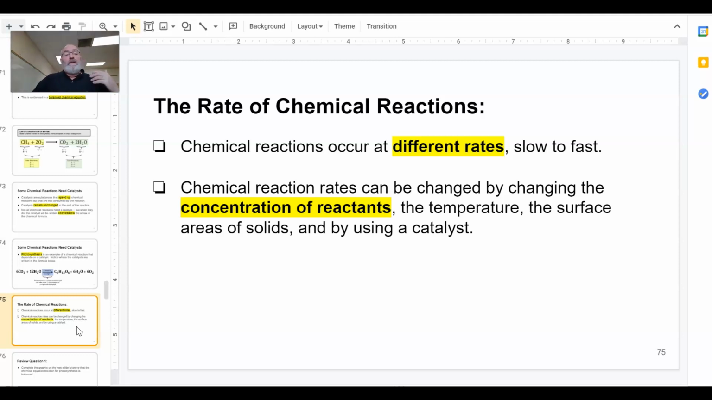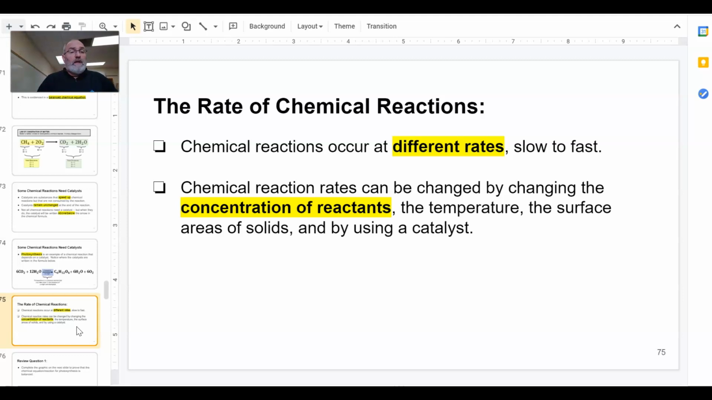And we can do that by either increasing the concentration of the reactants. So those substances that are on the left-hand side, if we can increase their concentration, we might be able to speed up a chemical reaction. Sometimes if we change temperatures by heating things up, we can change a chemical reaction. Sometimes if we have a larger surface area, we can speed up a chemical reaction. And then last but not least, obviously, some chemical reactions are sped up by the use of a catalyst.